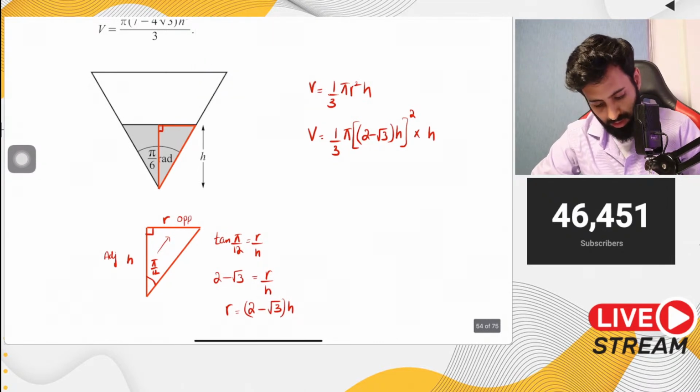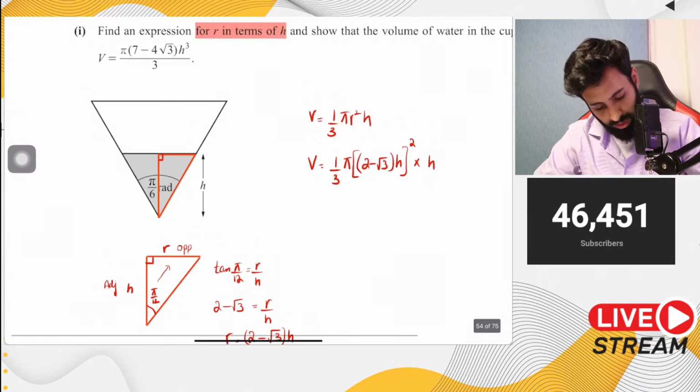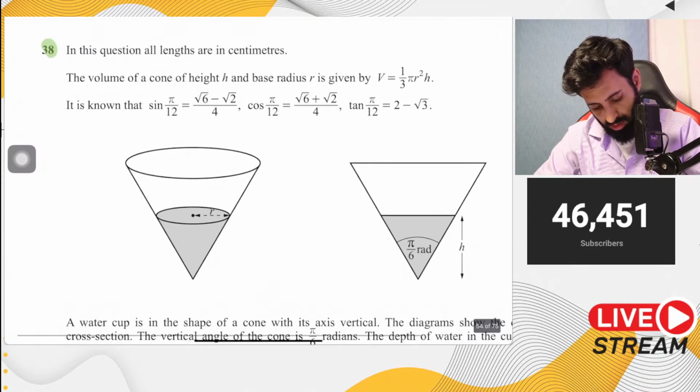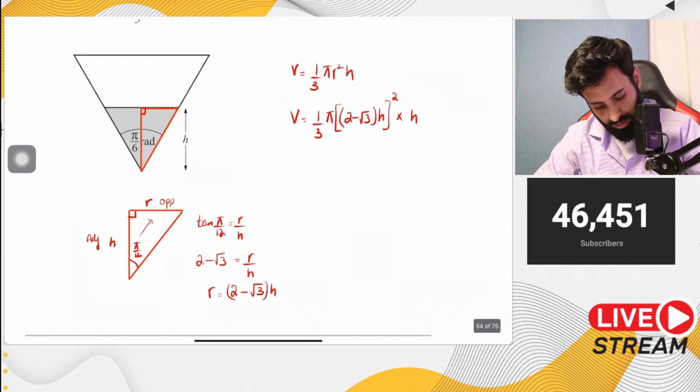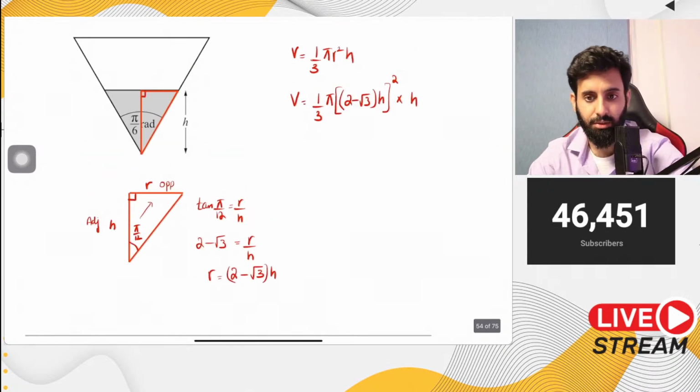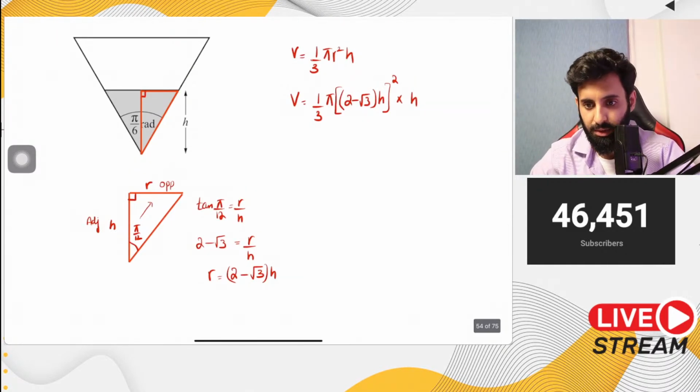Now before we start off with that, let's make sure that we've done everything correctly so far. 2 minus under root 3 into h, 2 minus under root 3 into h. Are we supposed to find r in terms of h? Yep, r in terms of h. Okay, so we're on the right track so far. Now comes the fun part.